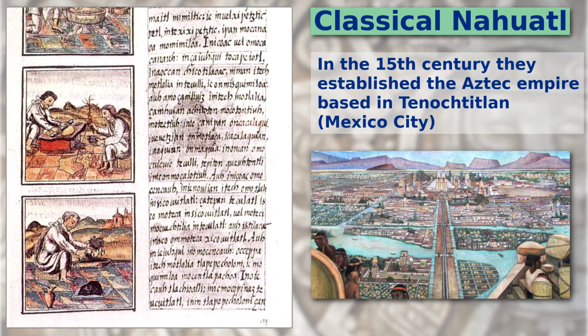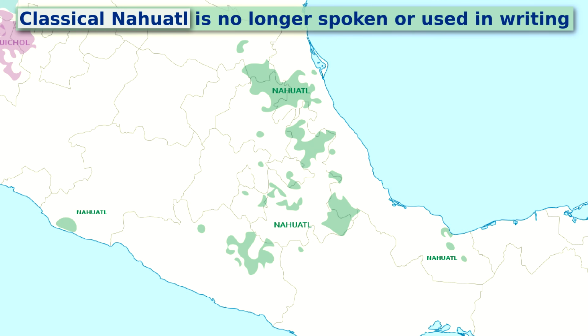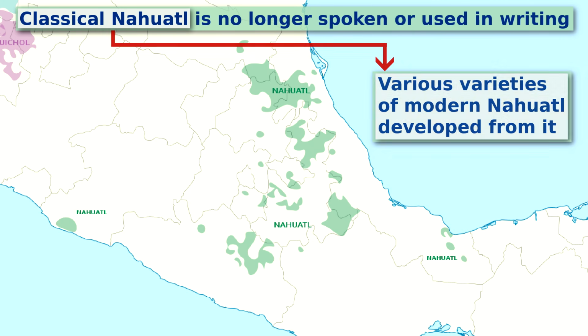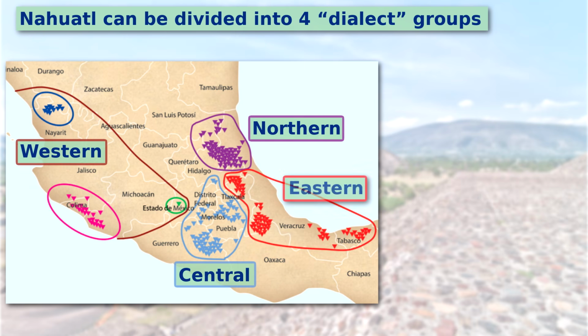Then in the 15th century, they established the Aztec Empire based in Tenochtitlan, present-day Mexico City. And with the expansion of their empire came the expansion of the Náhuatl language. Classical Náhuatl is no longer spoken or used in writing, but various varieties of modern Náhuatl developed from it. You could say it's similar to how the modern Romance languages developed from Latin. Náhuatl can be divided into dialect groups: Central and Northern, Western, and Eastern.